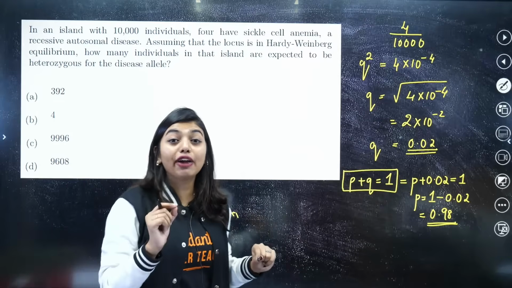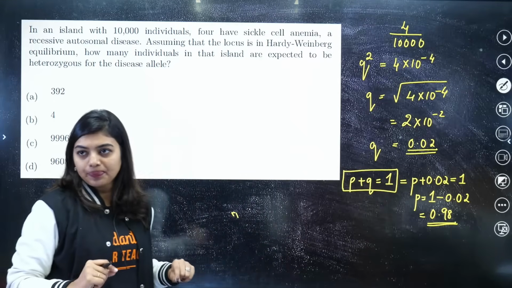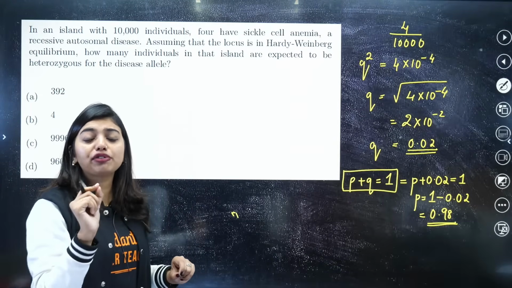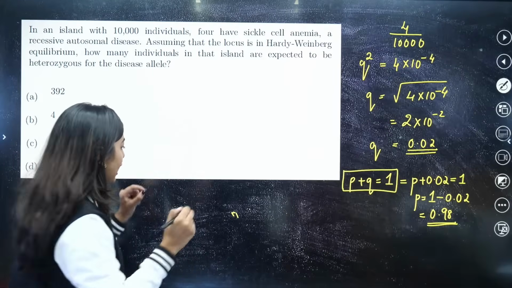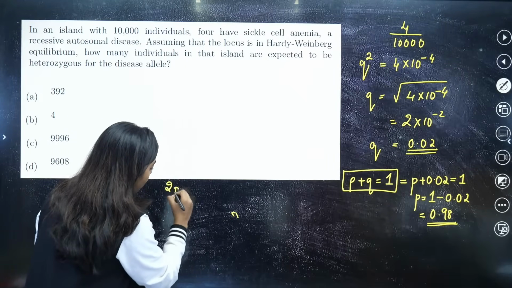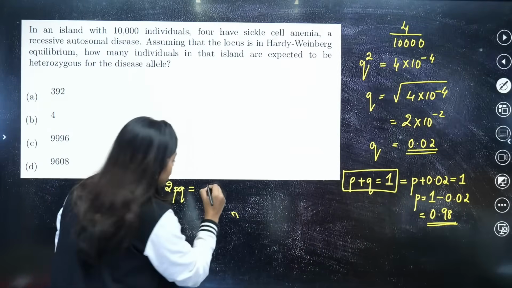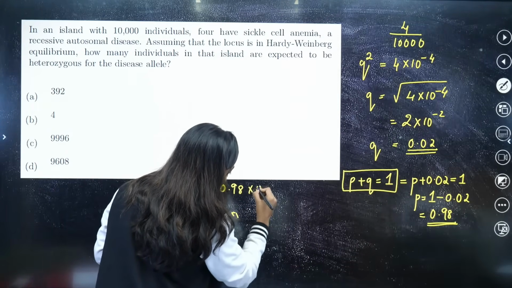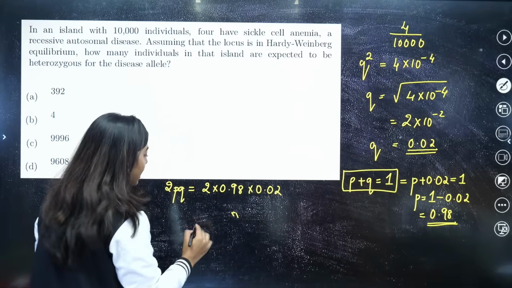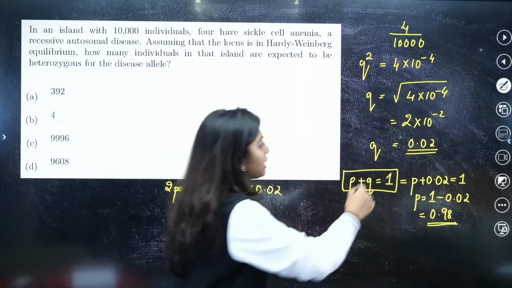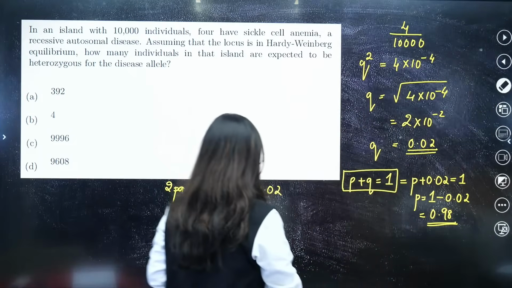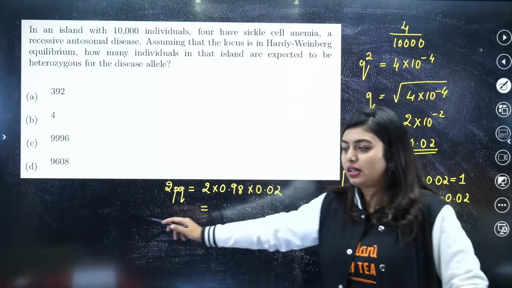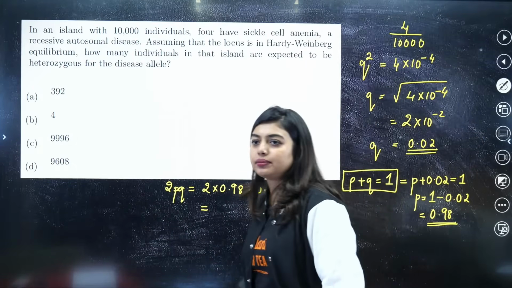Now the question is, I found the homozygous recessive and the dominant. Now I have to find the heterozygous. Very good, Midun, very good. Heterozygous means 2pq. 2pq means 2 into 0.98 into 0.02. All of you multiply and tell me the answer. After that only we can go forward. What will be the answer of this?